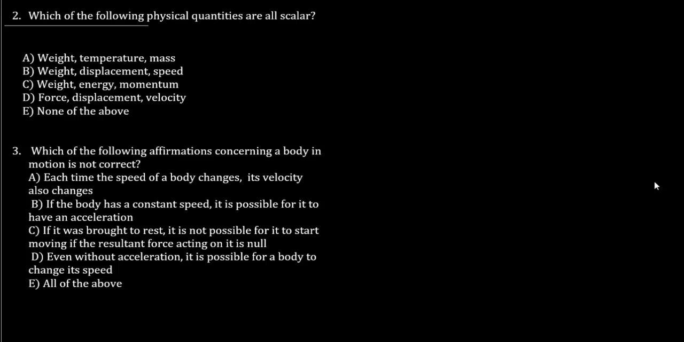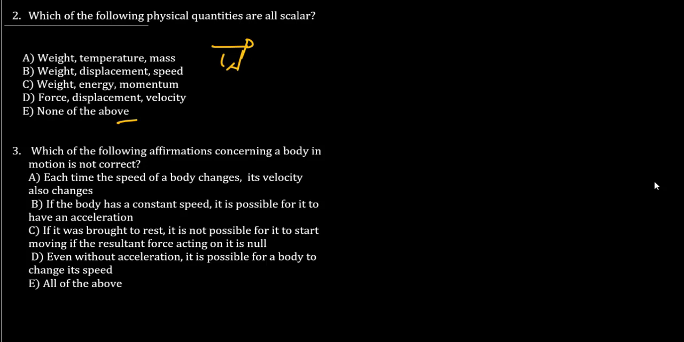So option A is not made up only of scalar quantities, because we have this option, the weight. The weight is a force, W, which is a vector quantity. It has a direction. So anywhere we see weight is already eliminated. So which of the physical quantities are all scalars? So the correct option is none of the above, because weight is a vector quantity, momentum is a vector quantity, velocity is a vector quantity, displacement is a vector quantity. So none of the above are all scalar quantities.